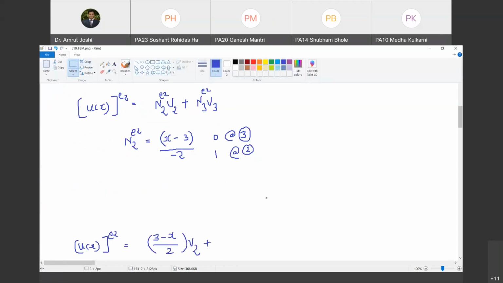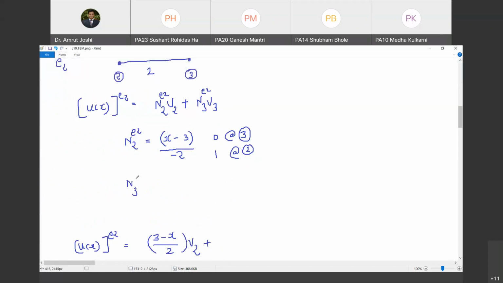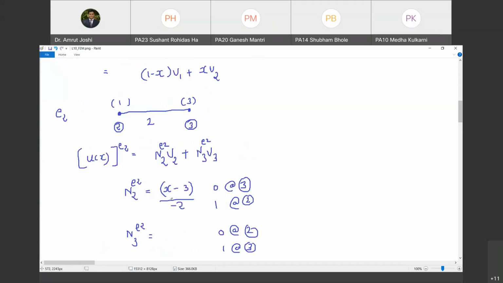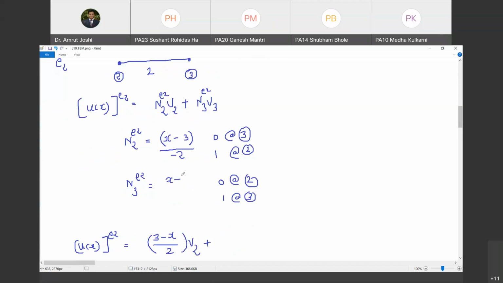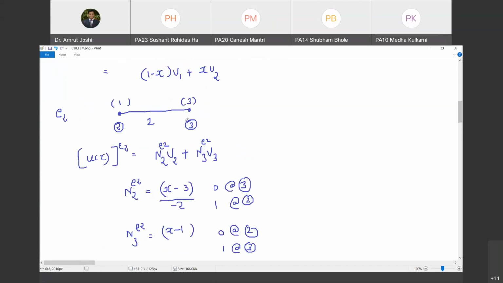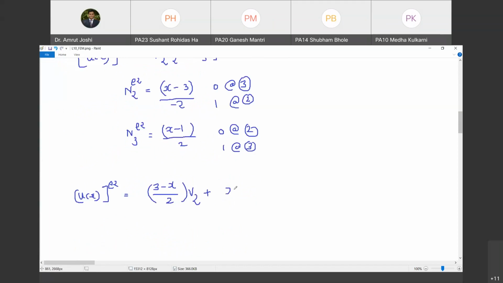So how do I write n3 for element number 2? What are the conditions? N3 should be 0 at 2 and 1 at 3. So to make n3 equal to 0 at 2, what do I have to do? X minus 1. Then at 3, it becomes 3 minus 1, that is 2, but I want it to be 1, so I am going to divide it by 2. Are you with me? Yes, sir. So x minus 1 by 2 into u3.